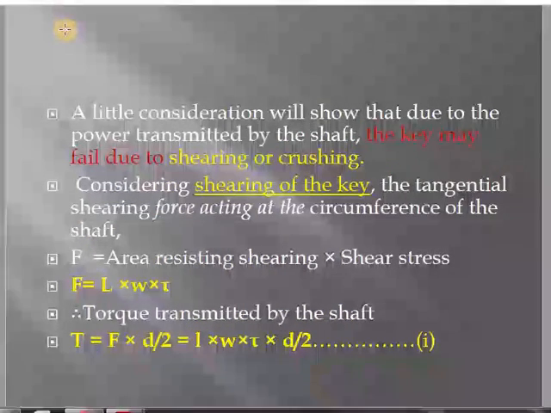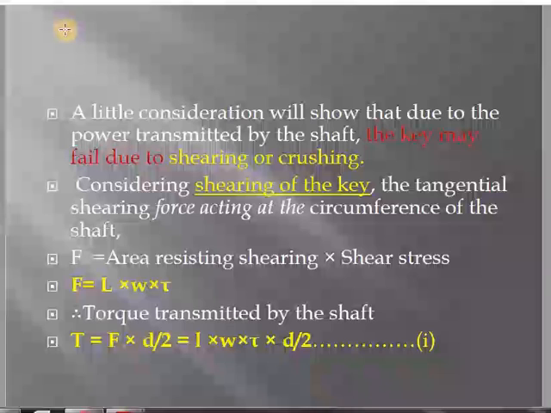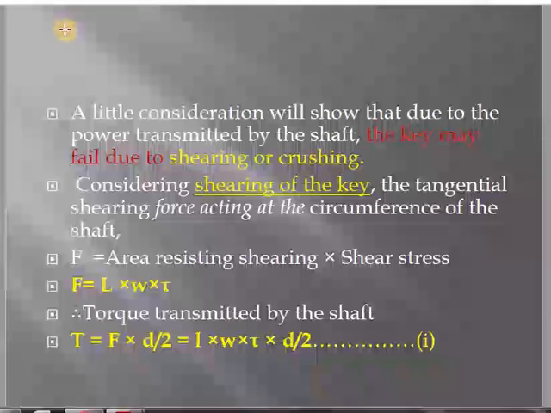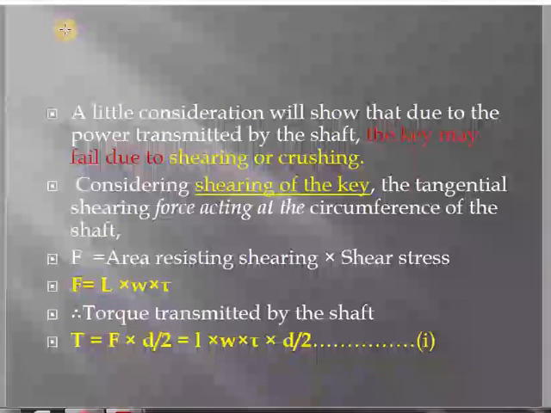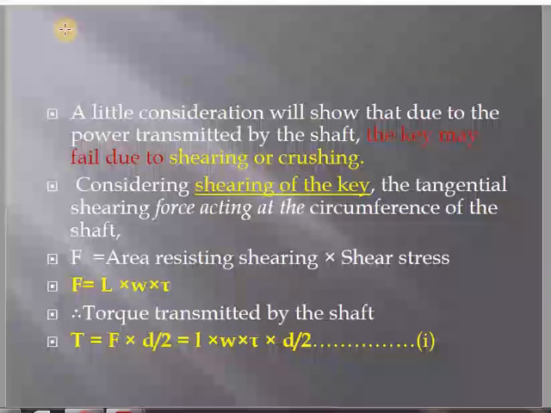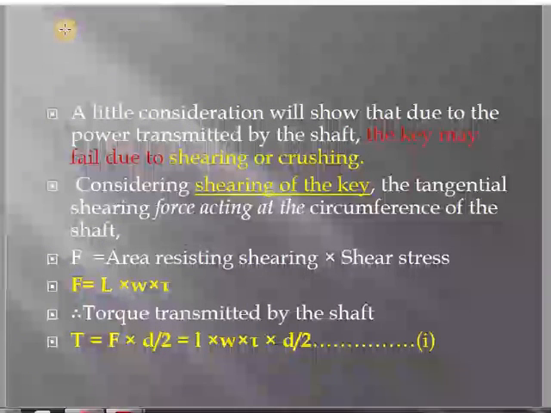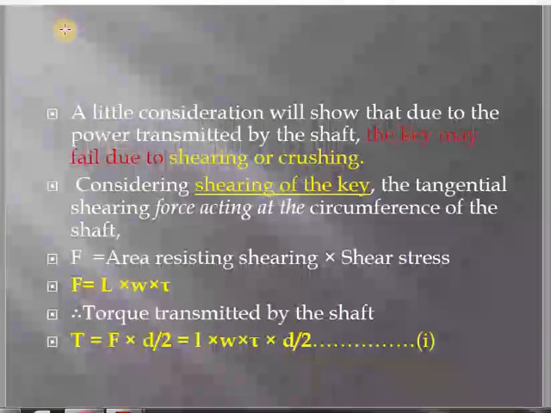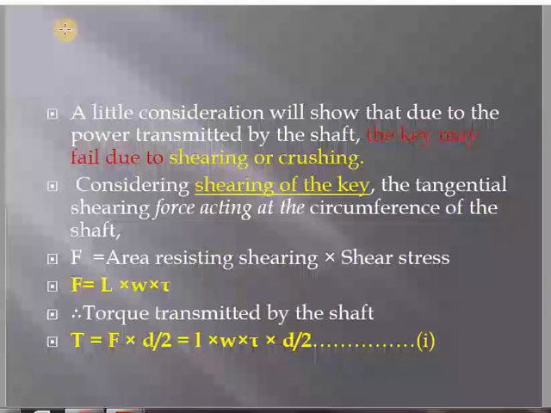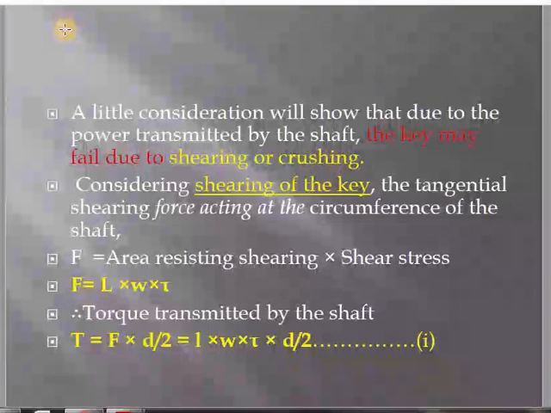Due to the power transmission by the shaft, the key may fail due to shearing or crushing. Considering the shearing of the key, the tangential shearing force acting at the circumference of the shaft can be taken as F equals L into W into tau, where F is the area resisting shearing into the shear stress.